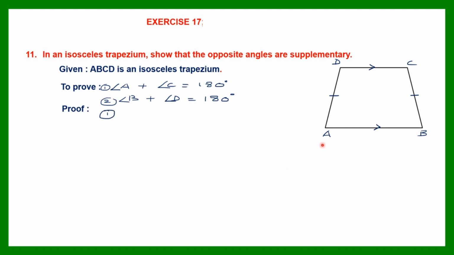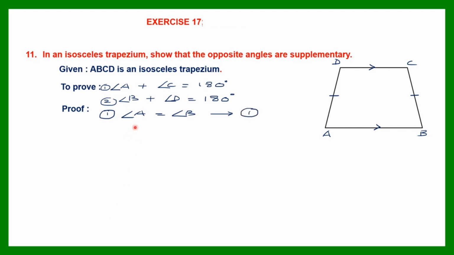Now look at these two angles, angle A and angle B. They will be equal. Now how do we know that they are equal? They are equal because they are the base angles of a trapezium, and base angles of a trapezium are equal. So first let's write that angle A is equal to angle B. Now let's keep this as the first equation. We're going to make use of this later.